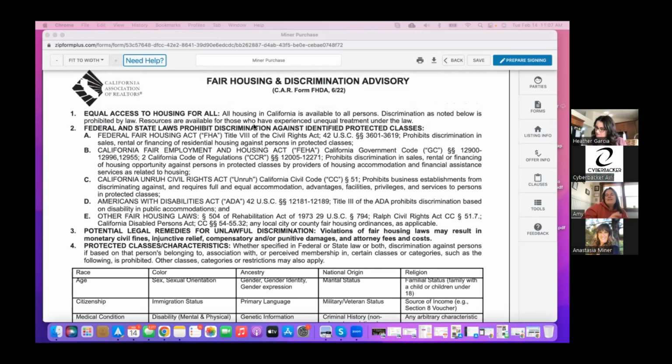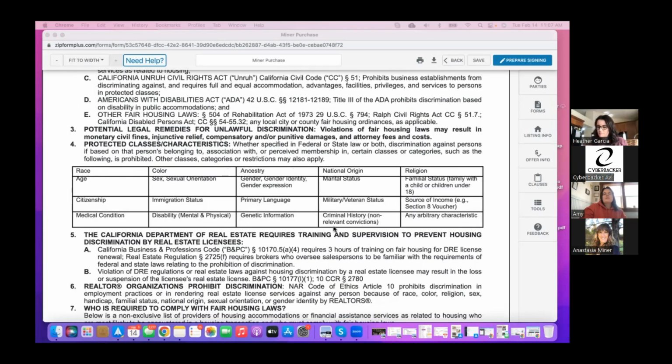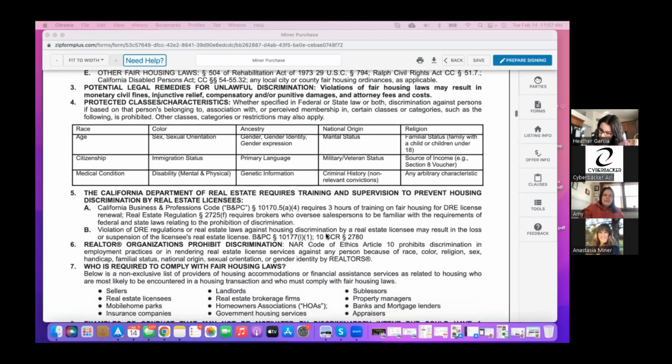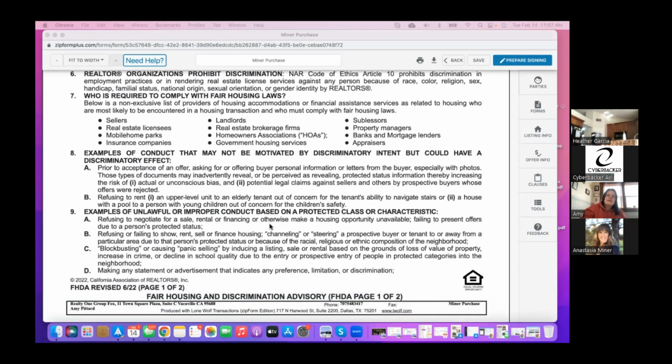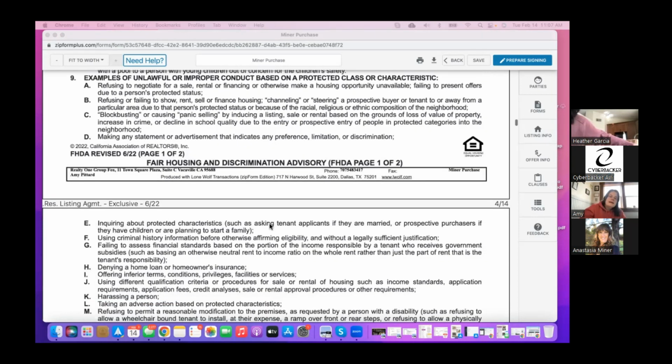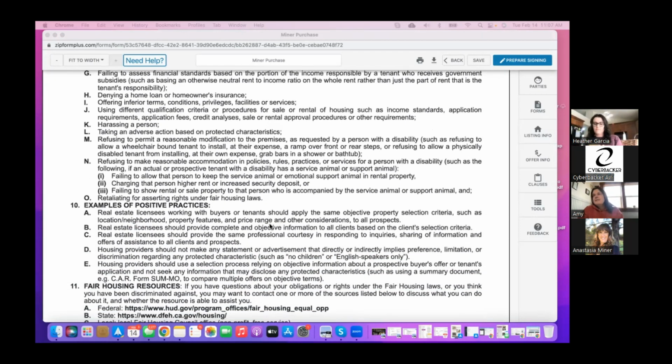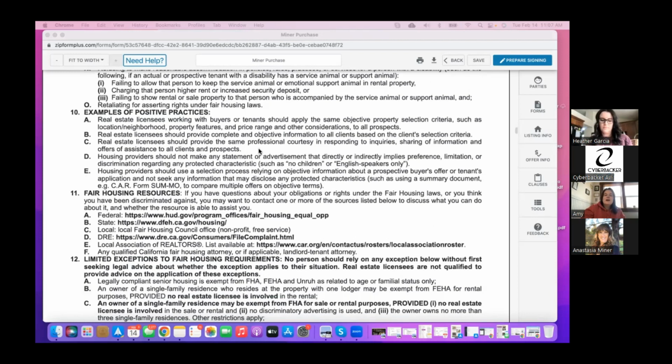Fair Housing and Discrimination Advisory just explains that we cannot discriminate as a real estate professional on the basis of any of the protected classes. And here's the little block that identifies all of the protected classes, which we may not discriminate upon. And it just talks about that we prohibit that, who's required to comply, right? Discriminatory effect, examples of what that might look like, examples of positive practices. So if you want to know what a positive non-discrimination act looks like, right here, section 10A through E gives you some examples.